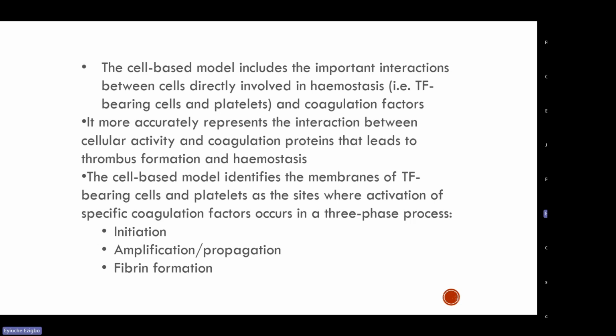The cell-based model identified the membrane of tissue factor-bearing cells and platelets as the sites where activation of specific coagulation factors occurs in a three-phase process. So the cell-based coagulation model uses a three-phase model to describe secondary hemostasis. We have the initiation, we have amplification or propagation, and we have fibrin formation.